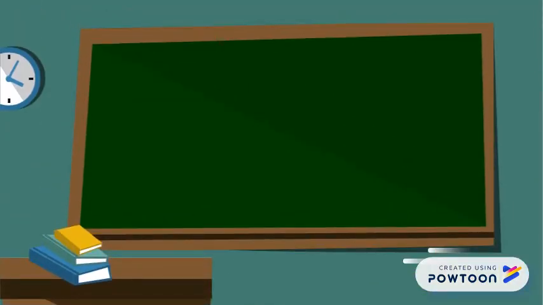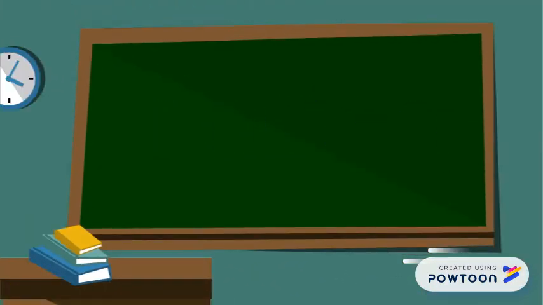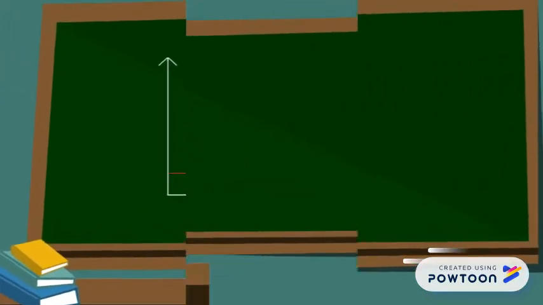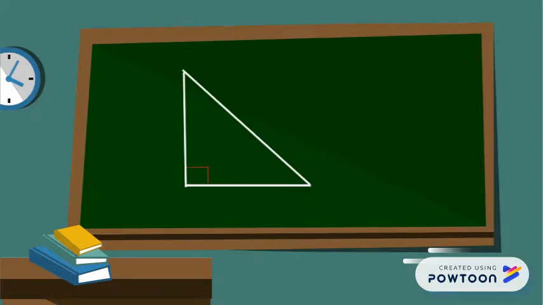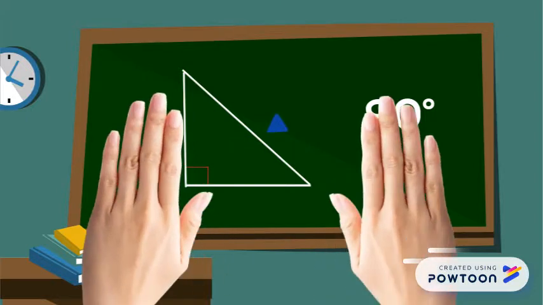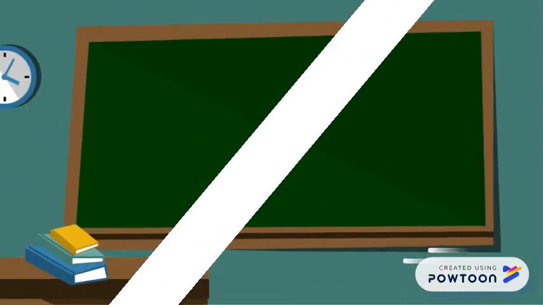Let's move on to classifying a right angle. The way we classify a right angle is the way we label it. We label it with a square right at the angle. To make sure that we know that it's going to be a right triangle, there's always going to be one 90-degree angle.